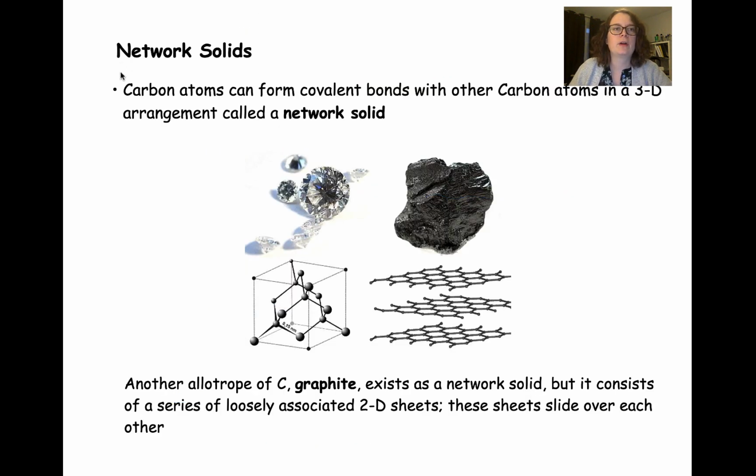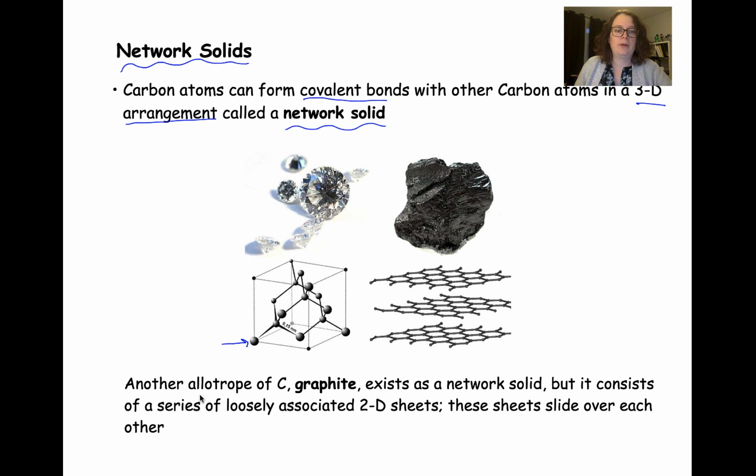Network solids are another type of covalent solid that we can have, and we see these in a lot of different places. Carbon atoms can form covalent bonds with other carbon atoms in a 3D arrangement, and this arrangement is called a network solid. For a diamond, these are all carbon atoms, and the lines show covalent bonds, and they arrange themselves in a particular pattern that ends up giving us this beautiful gemstone.